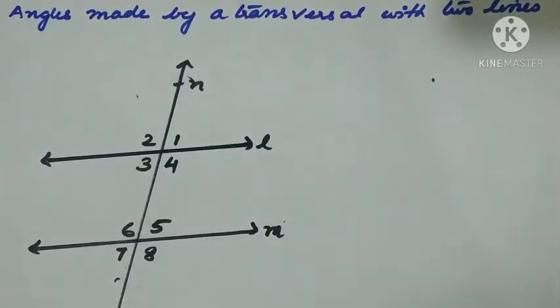Angles made by a transversal with two lines. Two lines are already given, L and M, and they are cut by transversal N. Now how many angles are formed in the diagram? 8 angles are formed. Now what type of angles are they? First is exterior angles. Second is interior angles, corresponding angles, alternate interior angles, alternate exterior angles. These are the types of angles formed by a transversal. Let us see one by one.